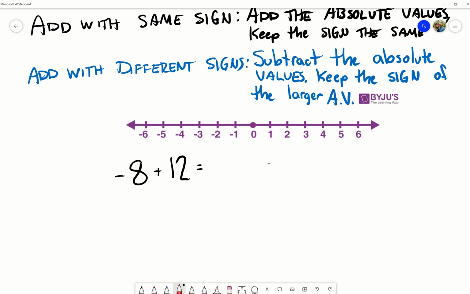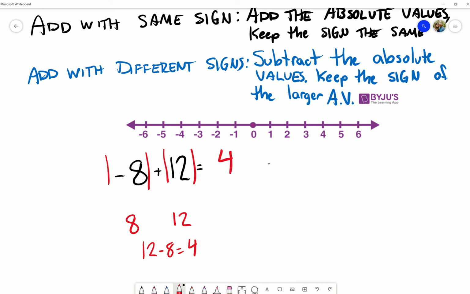We want to find the absolute value of these numbers. The absolute value of negative 8 is 8. The absolute value of 12 is 12. And we want to find the difference. We want to subtract these two numbers. And we're always going to take our bigger number and minus our little number. So this is going to turn into 12 minus 8 equals 4. So our answer will be 4.